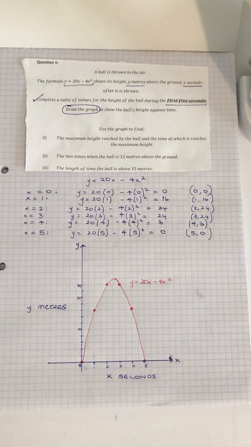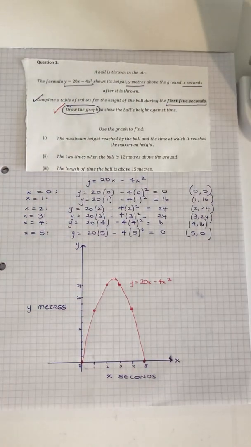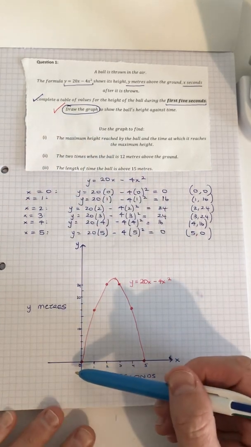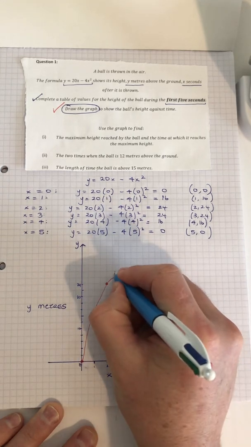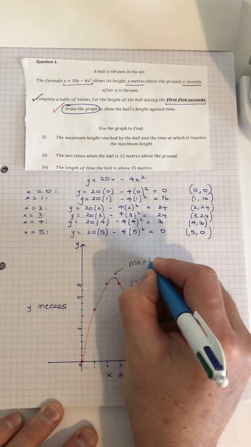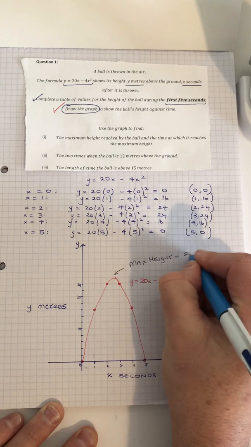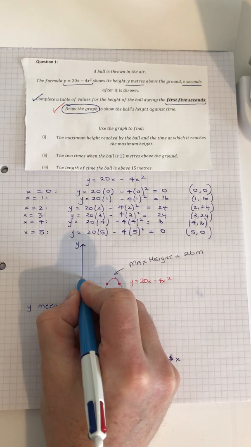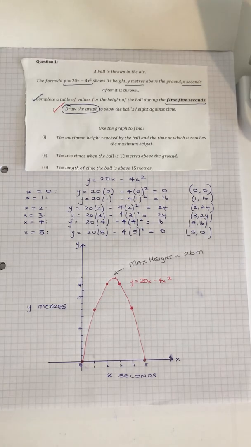Okay. Now we're asked to use our graph. So we've drawn the graph, number 2. Now we're going to use our graph to find the maximum height. If this is a ball thrown in the air, the maximum height is up here. So that's the maximum height, which is about 26 meters.